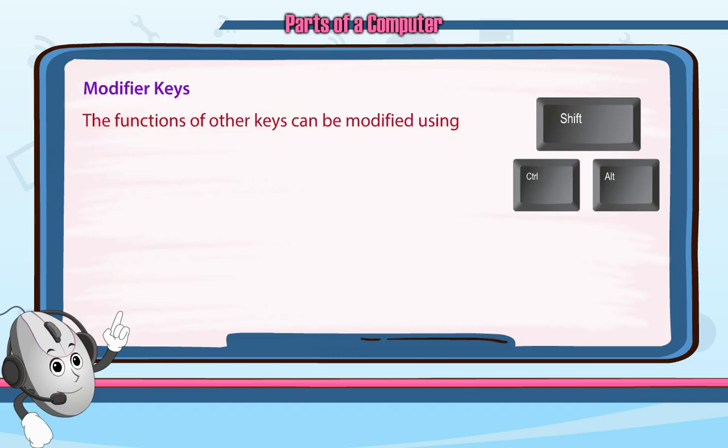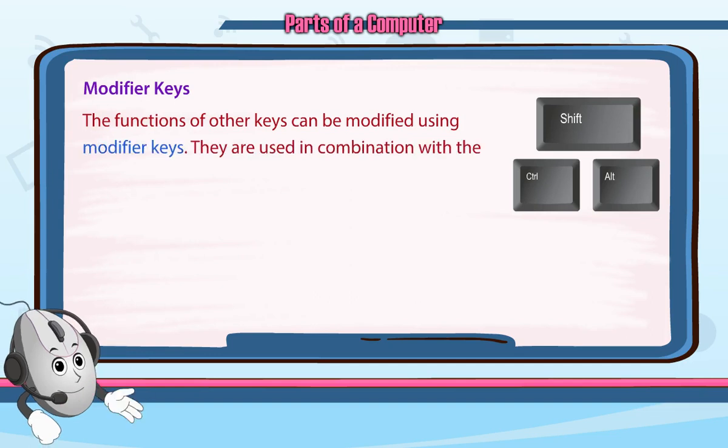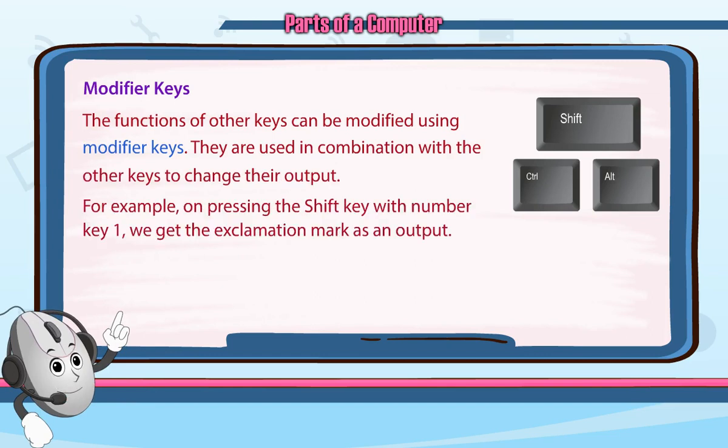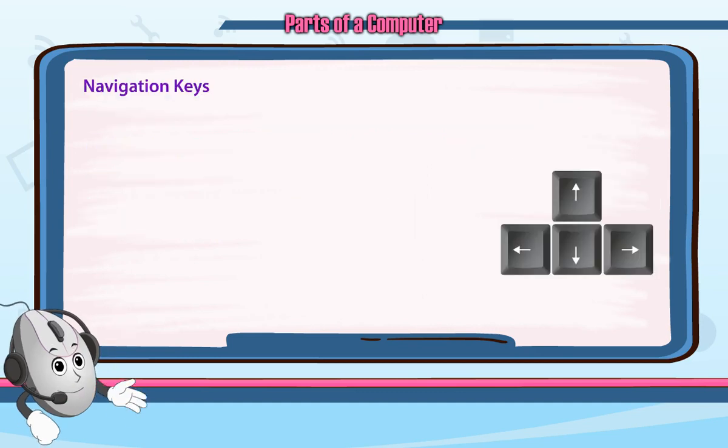Modifier keys. The functions of other keys can be modified using modifier keys. They are used in combination with the other keys to change their output. For example, on pressing the Shift key with number key 1, we get the exclamation mark as an output.